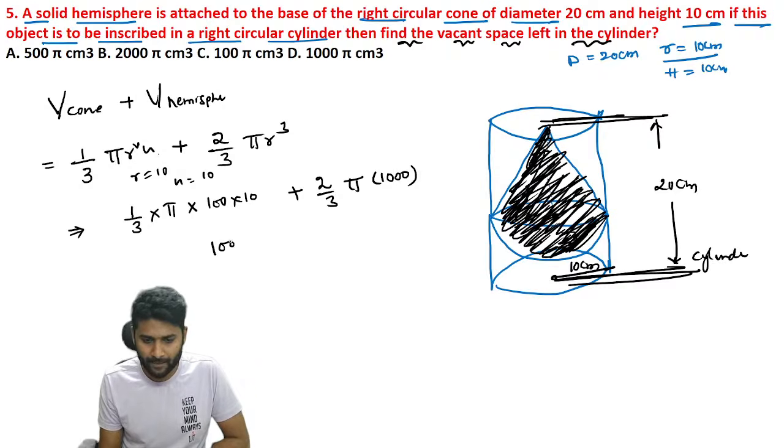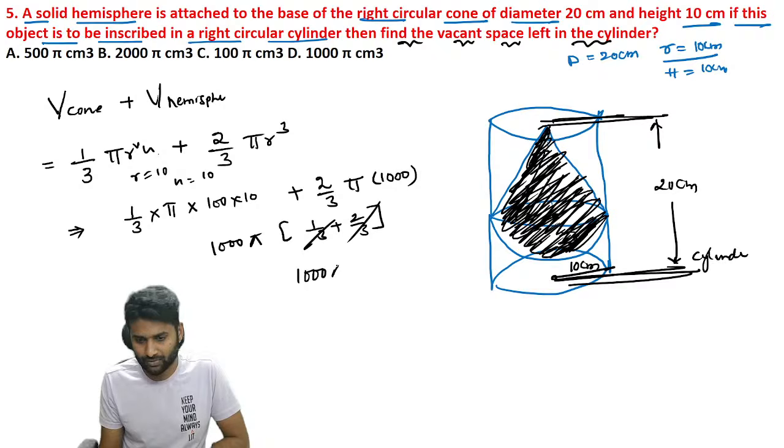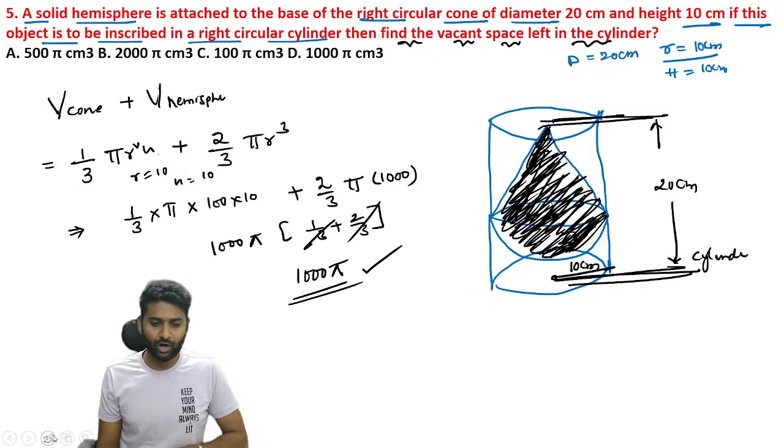Now see here, 1000 pi is common, 1/3 plus 2/3. So it is exactly equal to 1000 pi. So you got the volume of the cone and hemisphere.